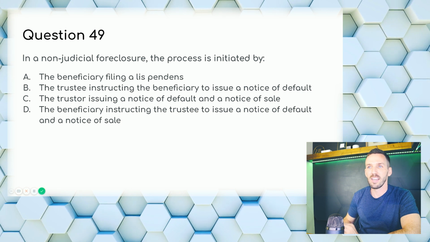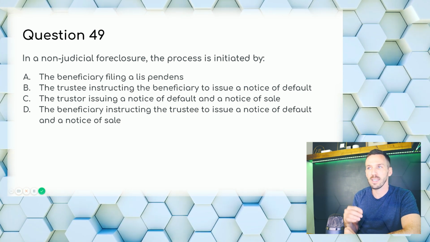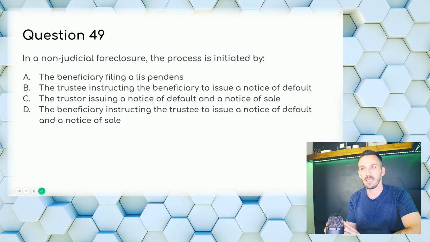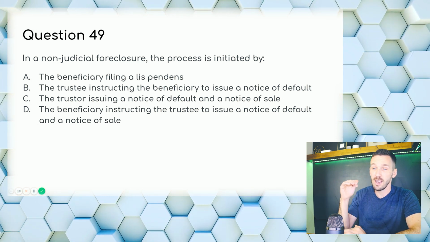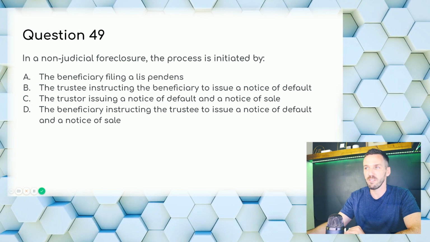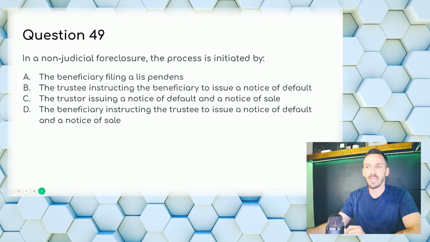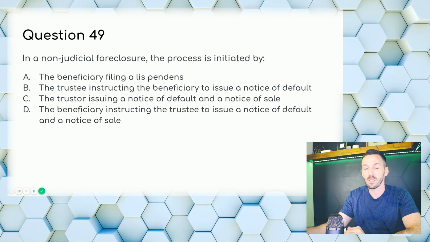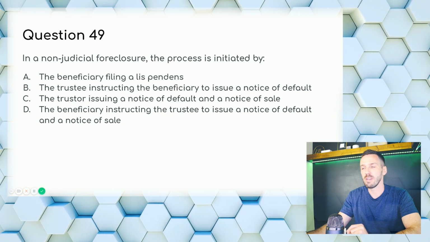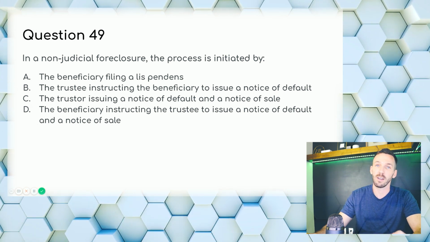Question 49. In a non-judicial foreclosure, the process is initiated by A. The beneficiary filing a lis pendens, however you say that. B. The trustee instructing the beneficiary to issue a notice of default. C. The trustor issuing a notice of default and a notice of sale. D. The beneficiary instructing the trustee to issue a notice of default and a notice of sale.